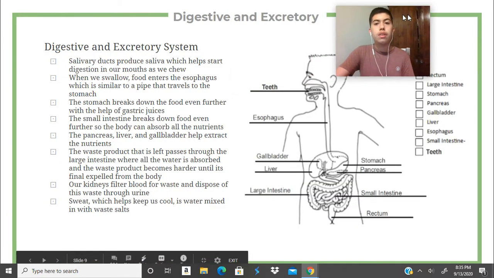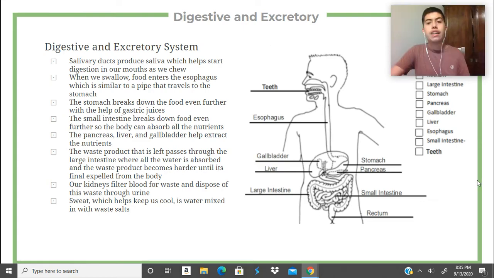And of course, finally, we have the digestive and the excretory system. So, eating always starts with our mouth, and salivary ducts produce saliva, which helps start digestion in our mouths as we chew. That's why when we're hungry or we're eating food, we produce saliva, and why we produce more, especially when we're eating.